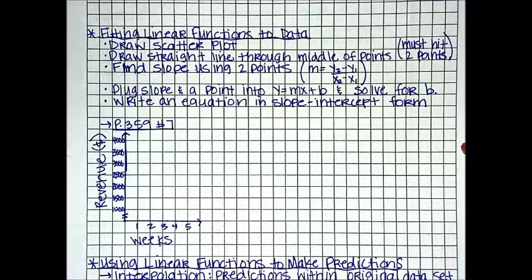Okay, everybody, today we are continuing on with lesson 10.1. So in our last video, we learned to make scatter plots and decide if those scatter plots had a positive correlation or a negative correlation. But we're going to take that a step further today, and go into a little bit more detail about some things you can do with scatter plots.